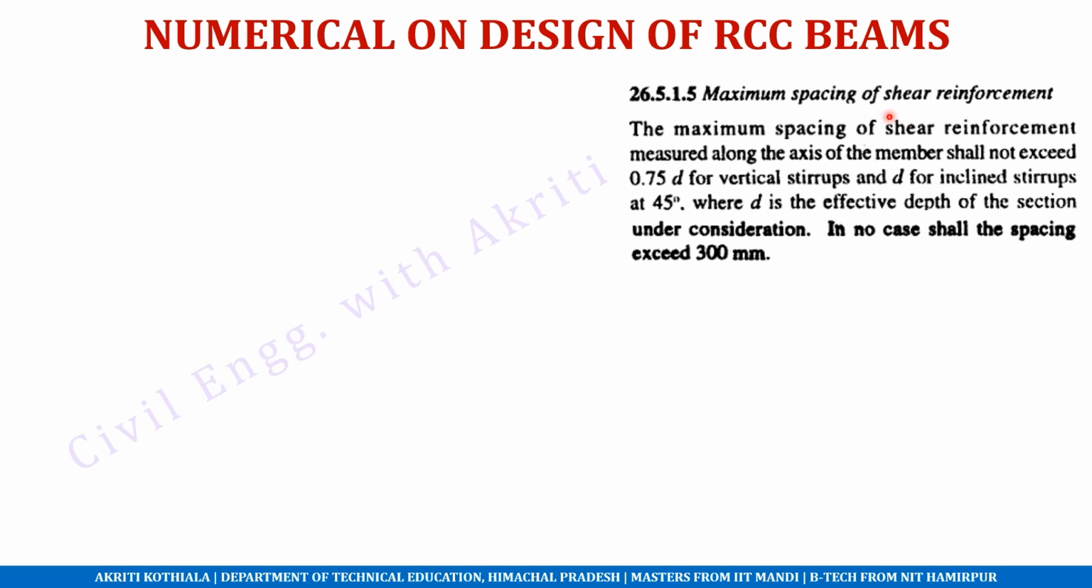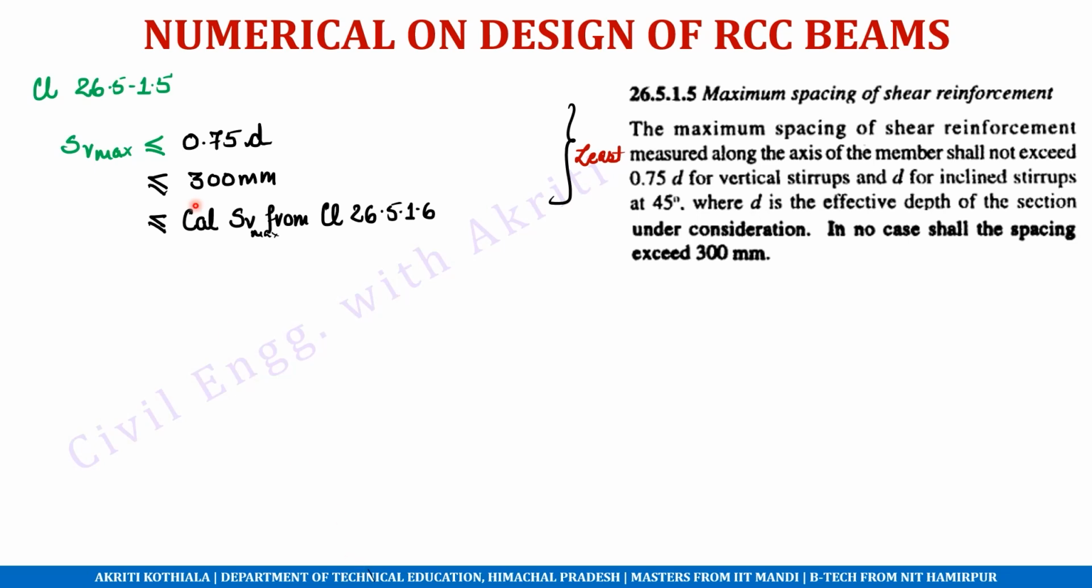26.5.1.5 for maximum spacing. Since we have decided the diameter of the bar and we've decided that we will be providing two legs in the stirrup, now we have to decide the spacing. And according to this clause, the spacing shall not exceed 0.75 D. For vertical stirrups, and we are using vertical stirrups, it should not be exceeding 300 mm and it should not be exceeding the value calculated under clause 26.5.1.6. So we can write it in this form and calculate individually.